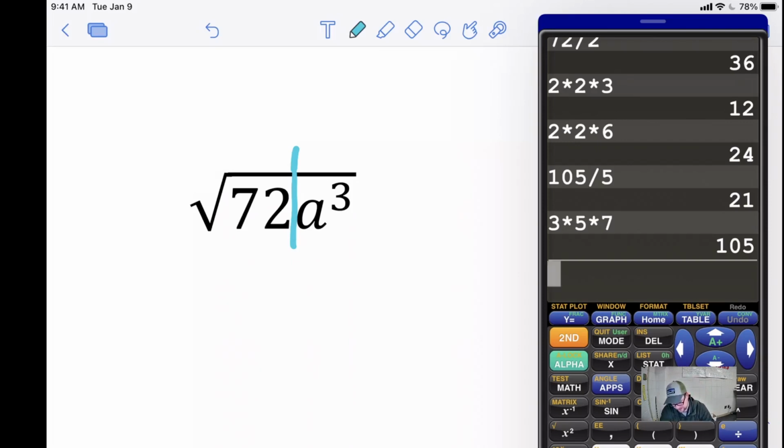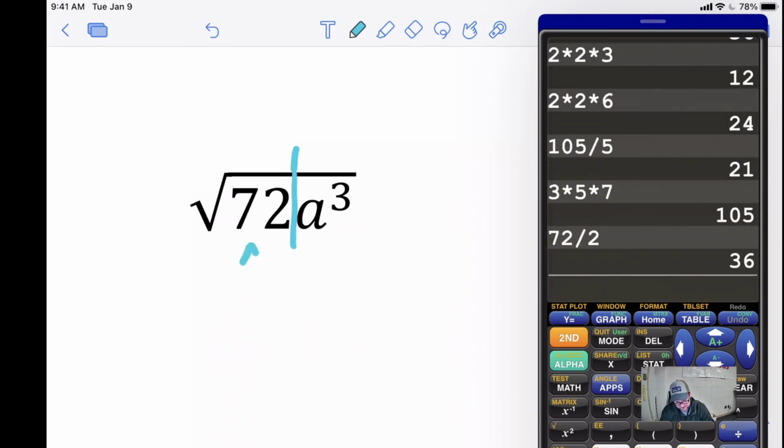So 72. What goes into 72? Well, 2 does 36 times. So I can write 2 and 36. And what goes into 36? Well, it's an even number, so I know 2 is going to go in again.